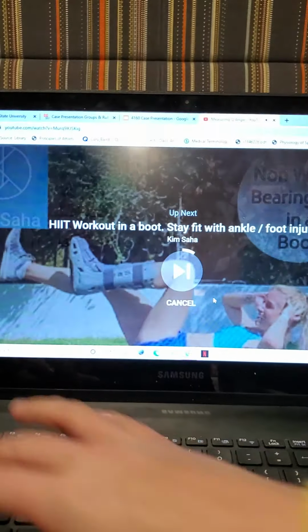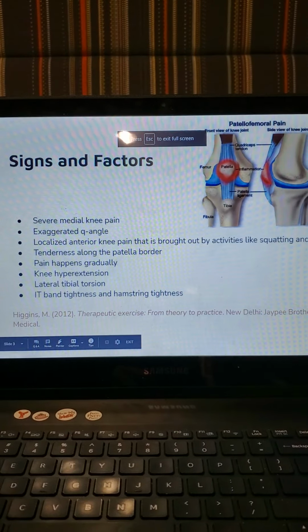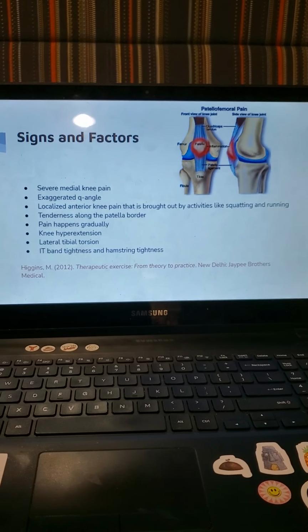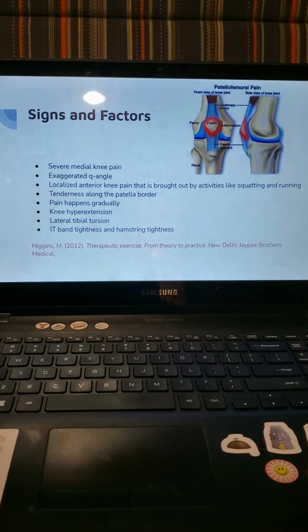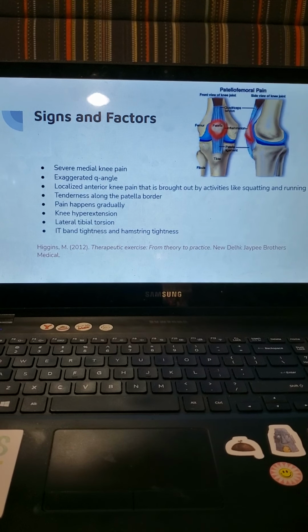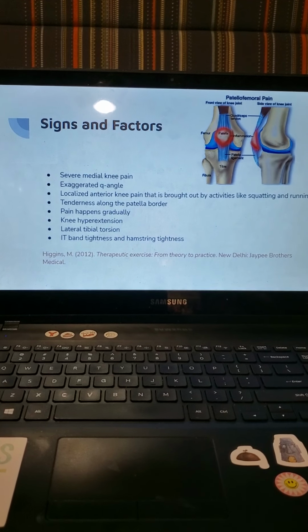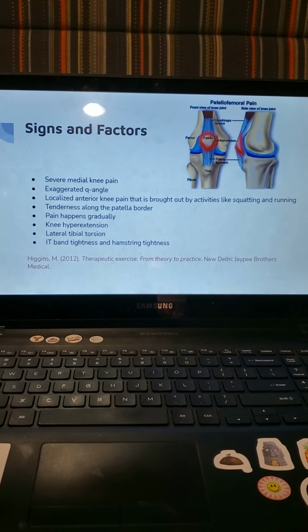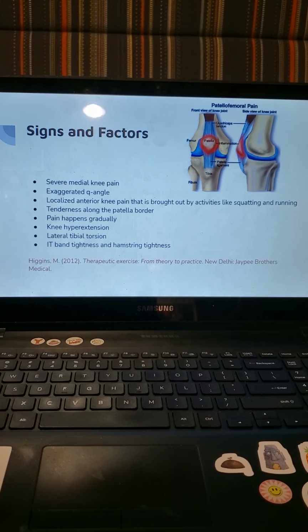Okay, so that was the video that shows measuring of Q angle. Next, we're going to talk about signs and factors of patellofemoral pain syndrome. One of the factors that was presented to us was severe medial knee pain and an exaggerated Q angle. Some of the signs are localized anterior knee pain that is brought up by activities like running and squatting and even walking up the stairs.